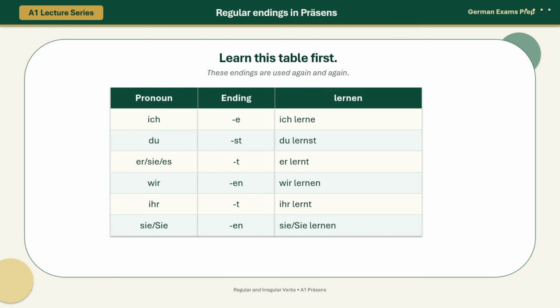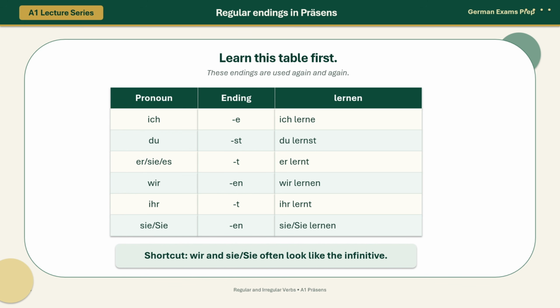A small shortcut, wir and sie und Sie often look like the infinitive. You can see here, wir lernen und sie also lernen. Ich means I, du means you, informal. Er, sie, es, he, she, it. Wir, we. Ihr, you all, informal. Sie means they, and here Sie is formal you.